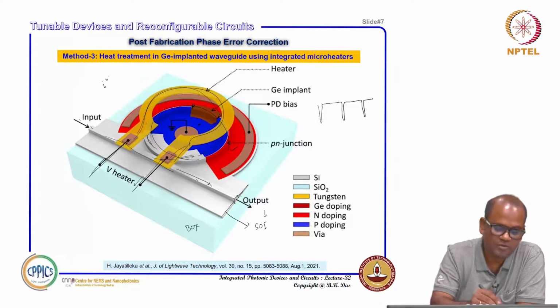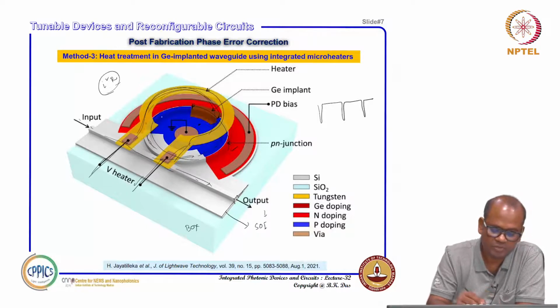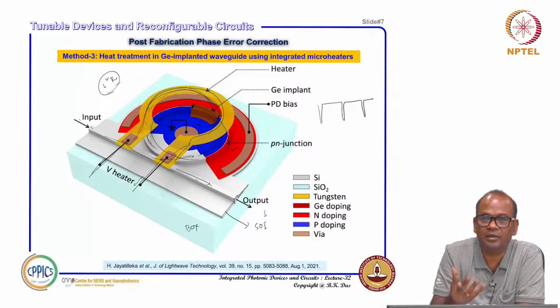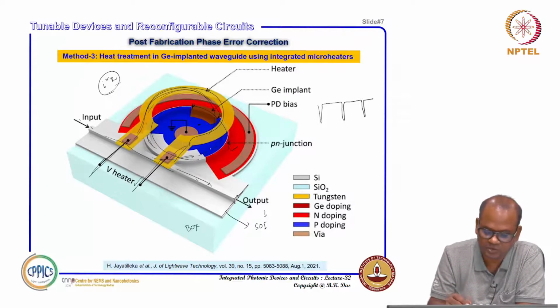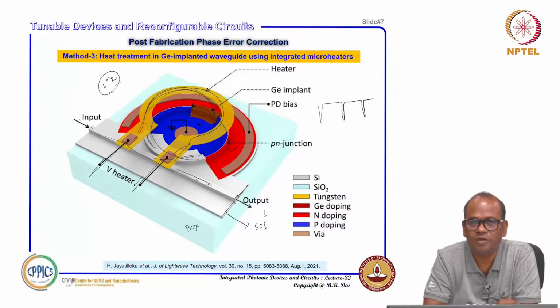Okay, and then this heater can be supplied some voltage here, so that current can pass, and because of the I squared R Joule heating effect, the resistance of the tungsten heater, that Joule heating energy, the temperature of the waveguide will be raised, and when the temperature is raised, this germanium implanted region will be recovering, restoring its crystalline structure.